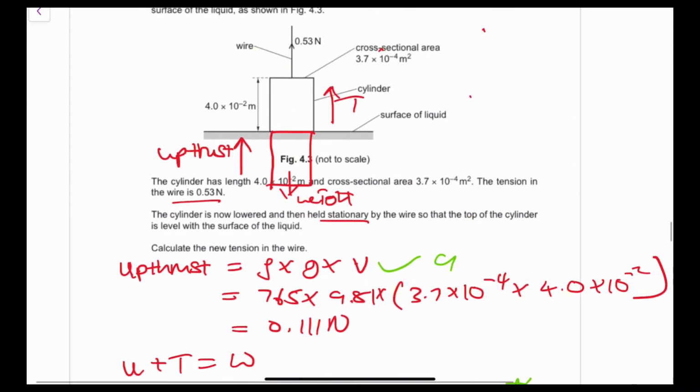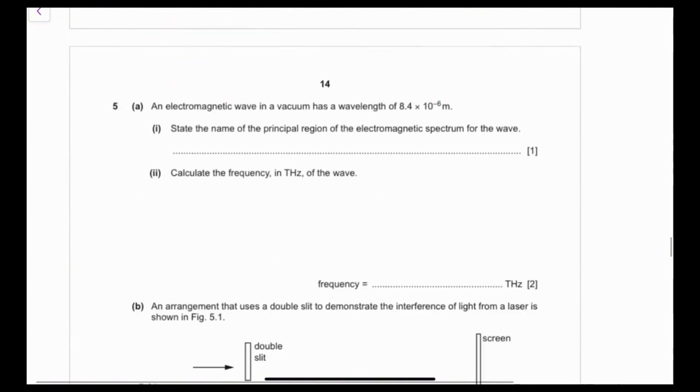Previously it was 0.53. Where did all that tension go? Well, all of it went to the upthrust. So the upthrust is now carrying 0.11, the tension takes 0.42, and the two fight against the weight acting downwards, and the object is in equilibrium.